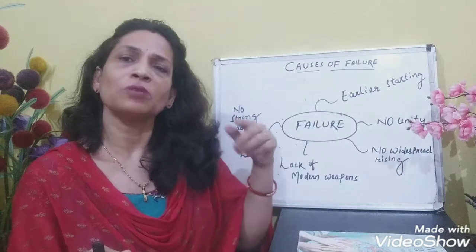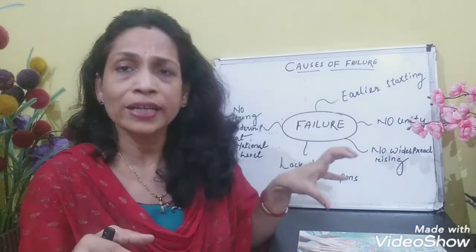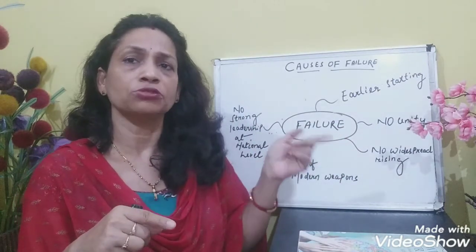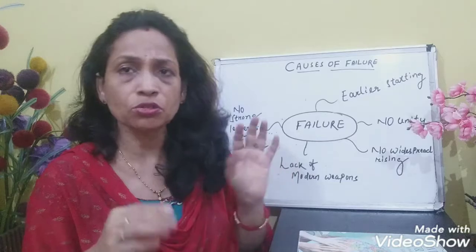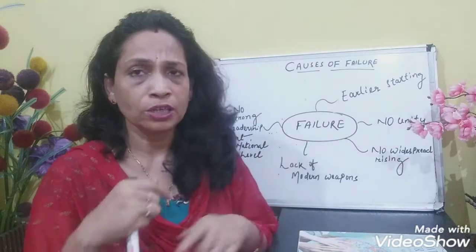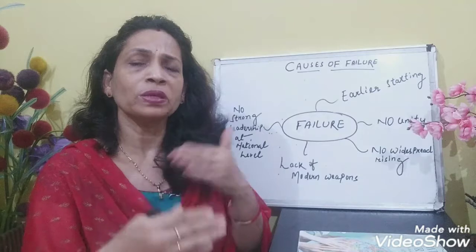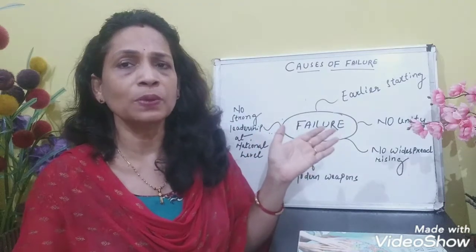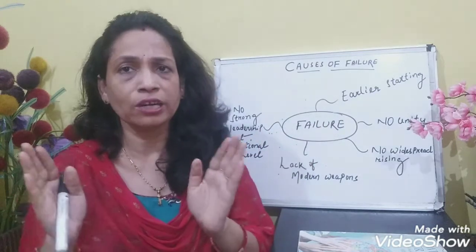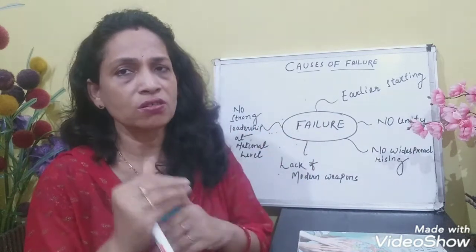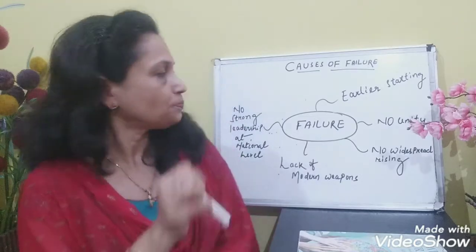If the revolt would have started at one time in all the places, then it would have been very difficult for the Britishers to suppress the revolt. During that period, there were no such faster means of communication that it would be conveyed to the people also that they have started the revolt. So that was one of the flaws or causes of failure of the revolt.